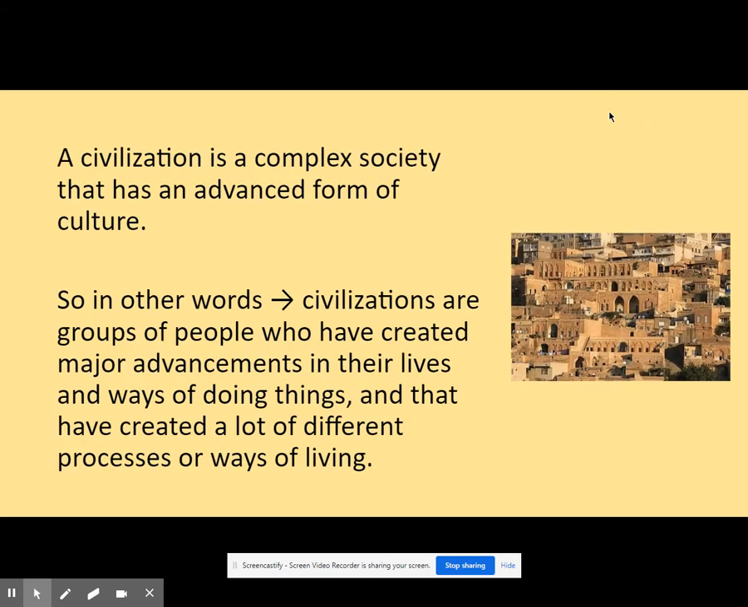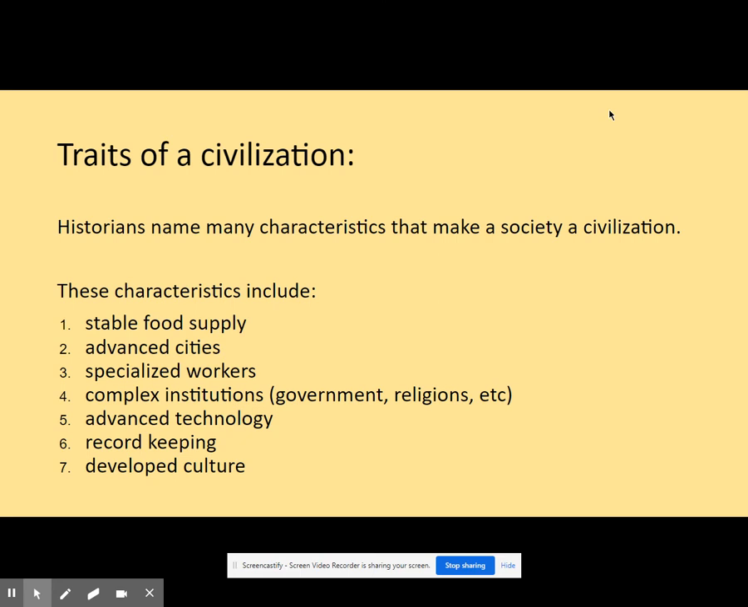So, the definition of a civilization is a complex society that has an advanced form of culture. So, in other words, this means that civilizations are just groups of people who've created some kind of advancement in their lives and how they do things. So, they're creating new processes and new inventions, new ways of doing things, and new ways of living. So, they're no longer just living to survive, they are living their lives more complex and with more opportunities than before.